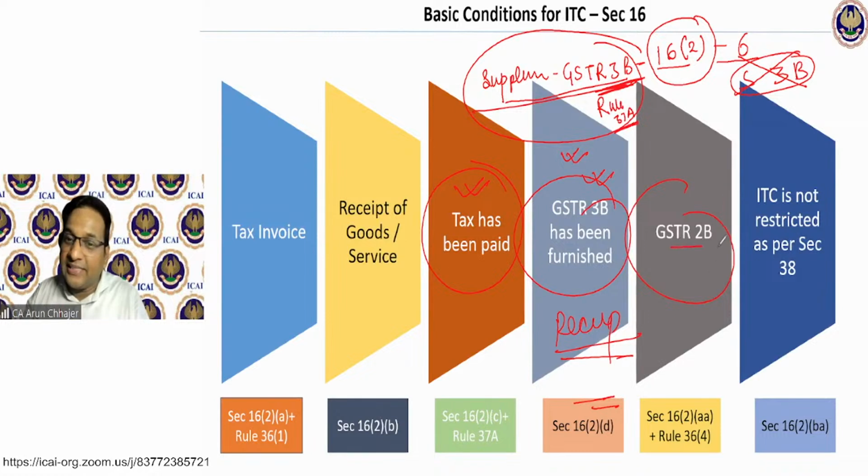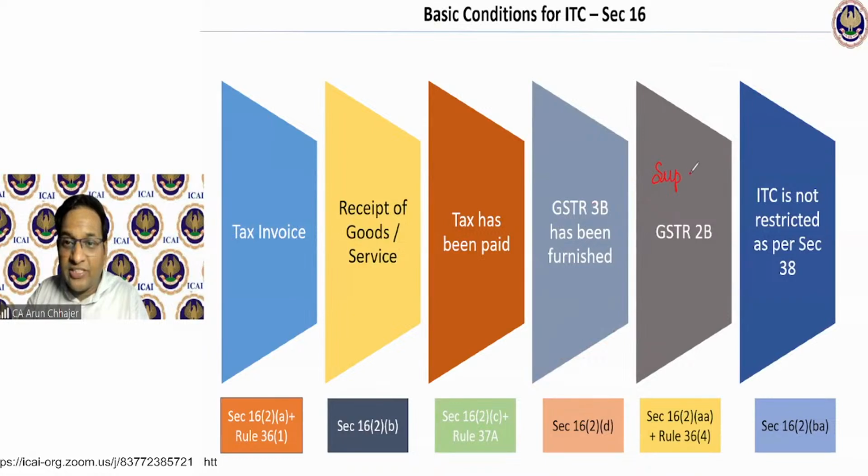GSTR 2B: the supplier files which return, based on which the transaction will appear in the recipient's GSTR 2B? Give me the answer: the supplier files which return, then the transaction will appear in the recipient's GSTR 2B. The answer is absolutely correct. GSTR 1 is the statement of outward supply.